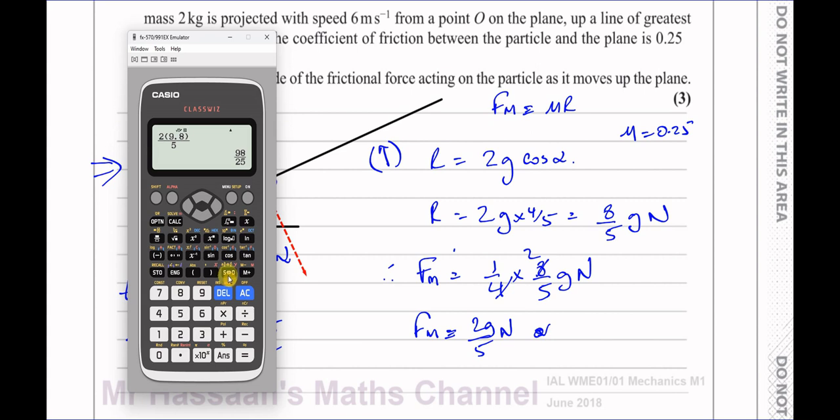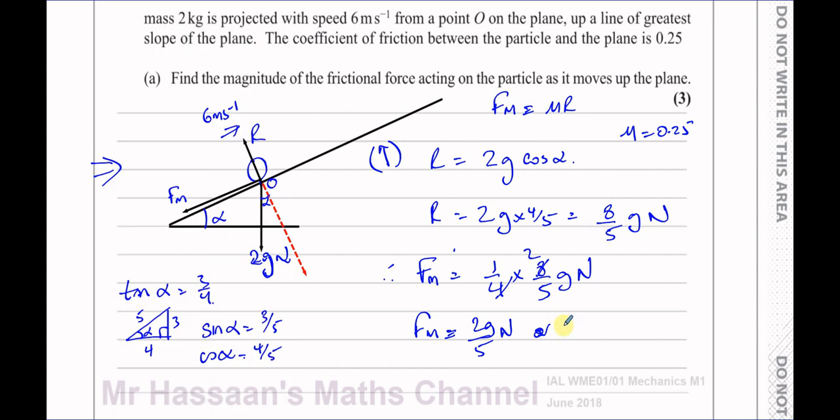So 2 times 9.8 over 5 gives us 3.92. So you can write this as 3.9, or you can write it as 3.92 newtons. Any of those three answers would be acceptable. Now, I like to leave things in terms of g when I can. So I would personally write it like this for this answer, unless they ask me to round it.